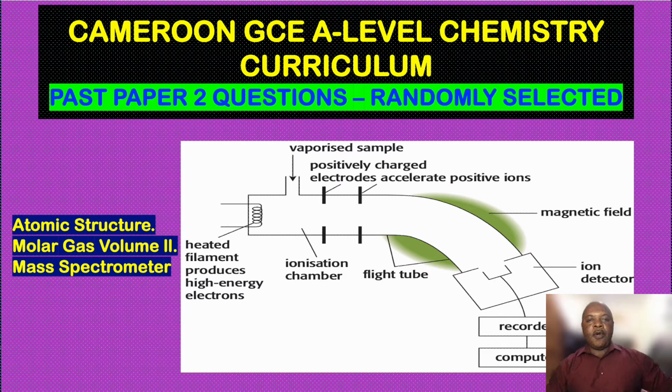In this video, we are going to solve topical paper 2 questions that have been randomly selected from two topics: the atomic structure and mass spectrometer, and the molar gas volume.